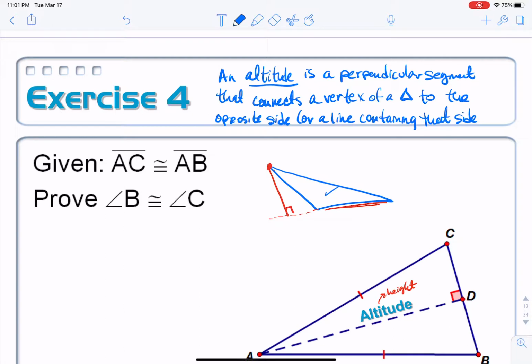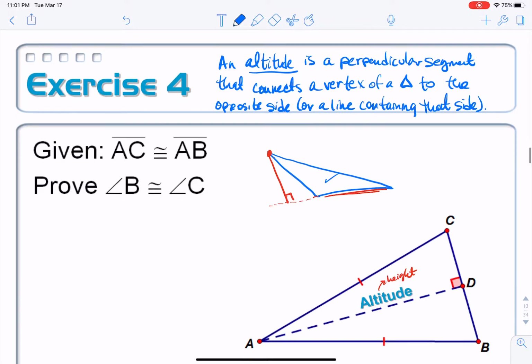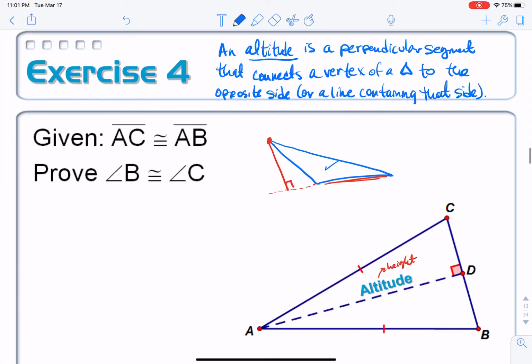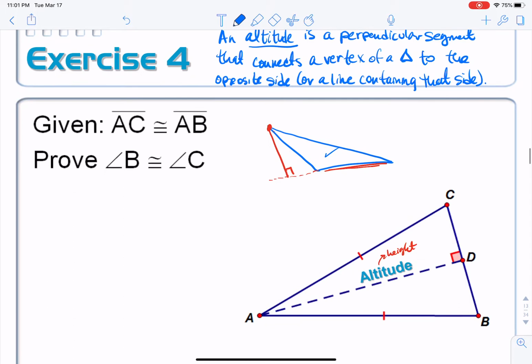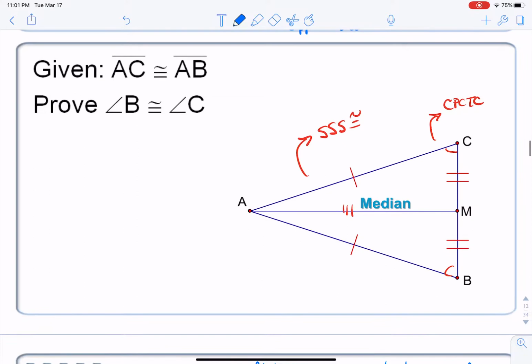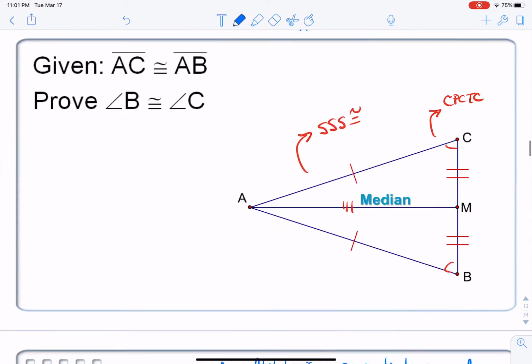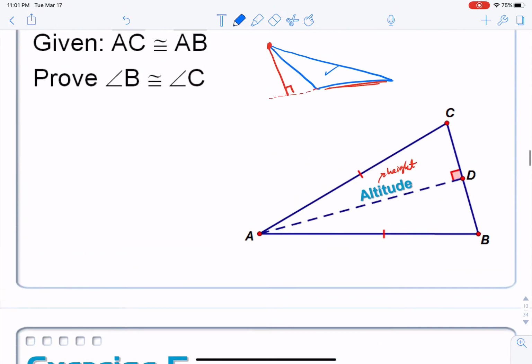All right, so just like with median, write something down there for that new segment, that new definition for altitude. Okay, now with this new altitude drawn in here, a different way to prove that the base angles are congruent to each other. It's not like we saw right up here, side, side, side. It wasn't this complicated series of triangles like we saw in the Pons Asinorum.